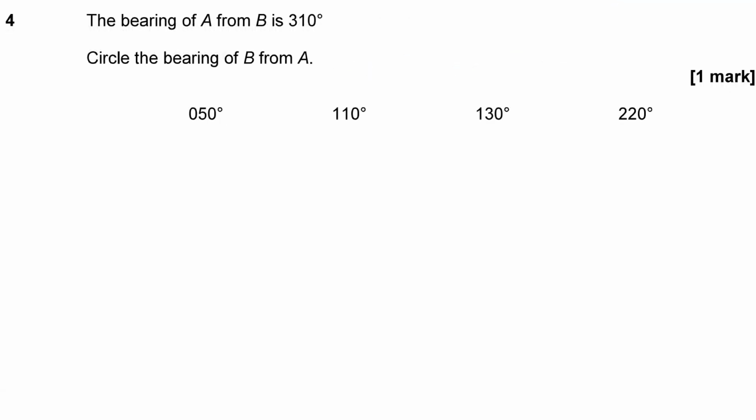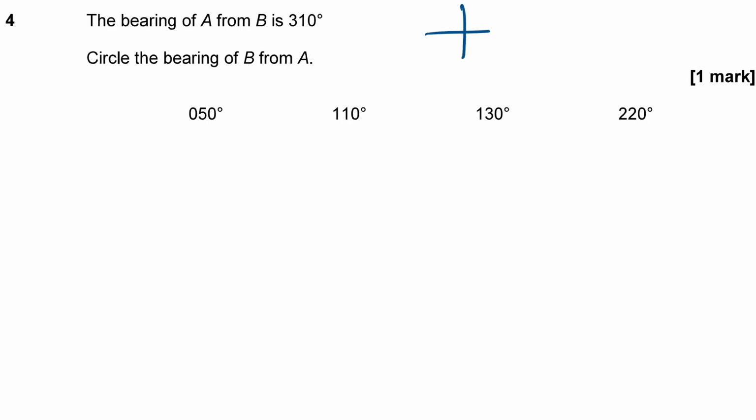Question 4. The bearing of A from B is 310 degrees. Circle the bearing of B from A. Okay, now you need to get it clear in your 'ofs' and 'froms' here. The bearing of A from B. So that means we're leaving B and we're going towards A, and that is a bearing of 310.